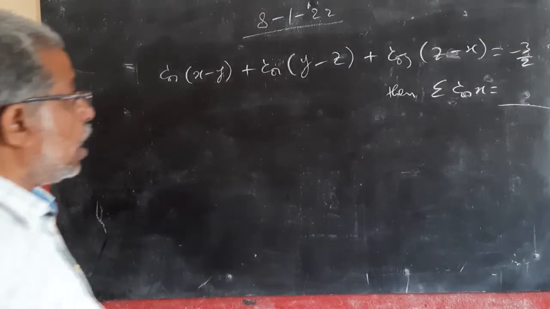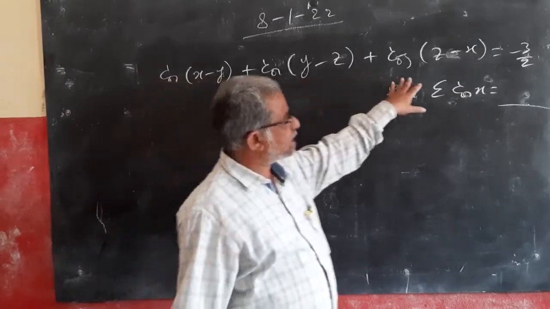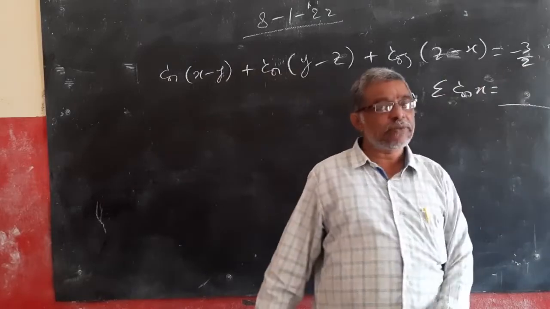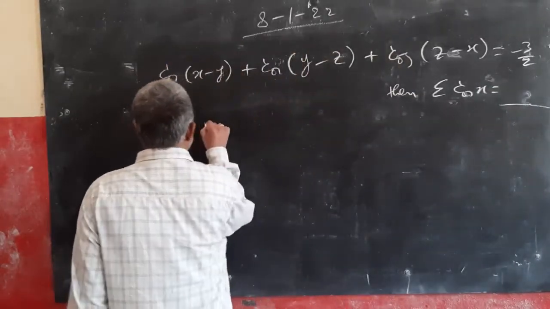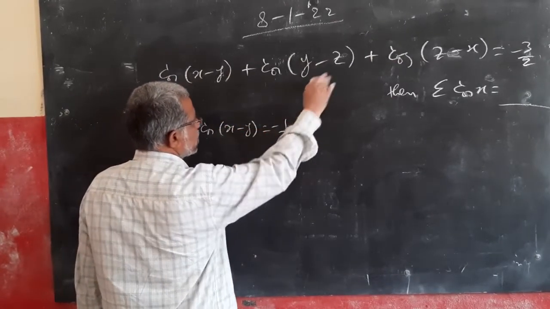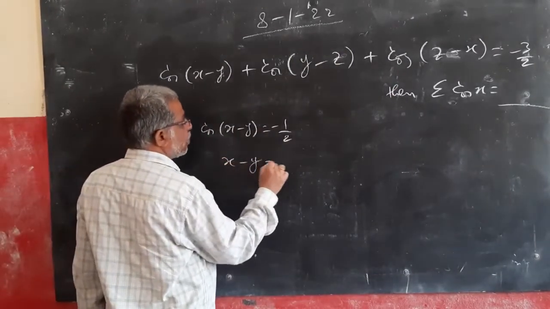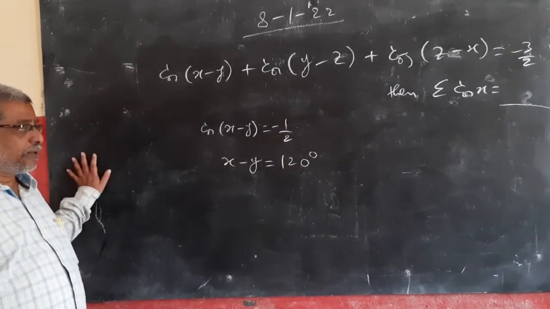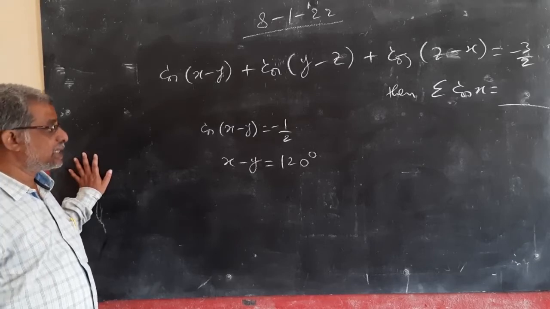Simple. He is giving cos(x − y) + cos(y − z) + cos(z − x) equal to −3/2. I can split −3/2 as −1/2, −1/2, −1/2. So cos(x − y) equals −1/2, and this is also −1/2, that is also −1/2. What I want to say is finally x − y equals 120 degrees. When cos becomes −1/2, the angle is 120 degrees.